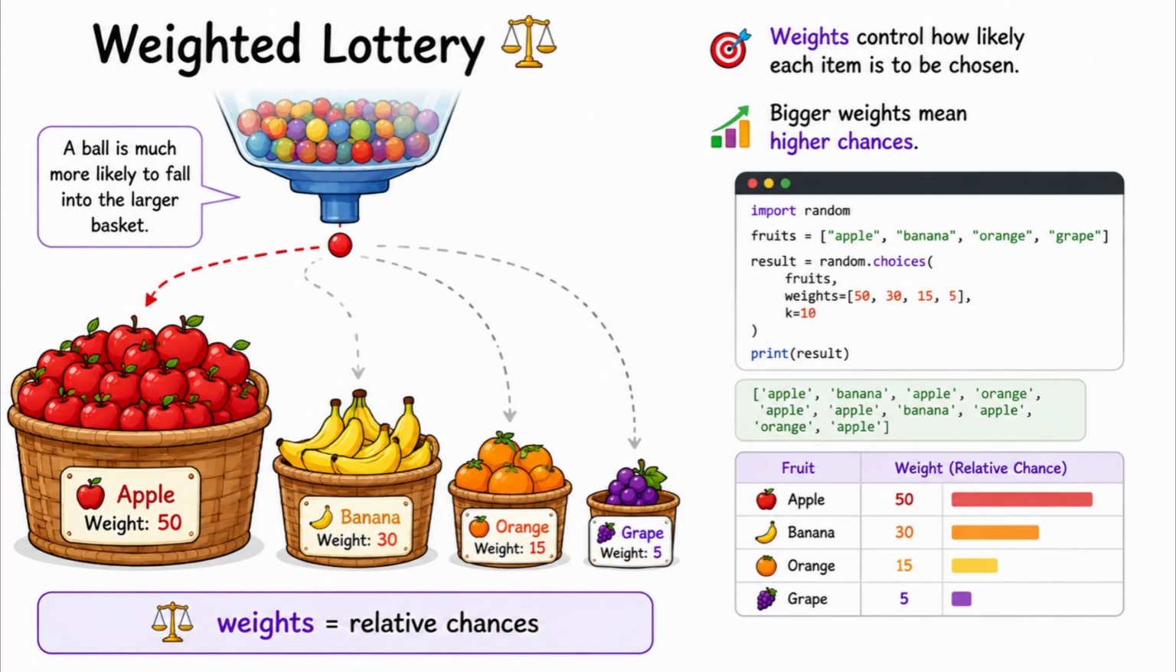Does that mean apple always wins? Nope. It's still random. But apple has a much better chance than grape. Think of weights like extra lucky tickets. The more tickets an item has, the more often it gets picked.